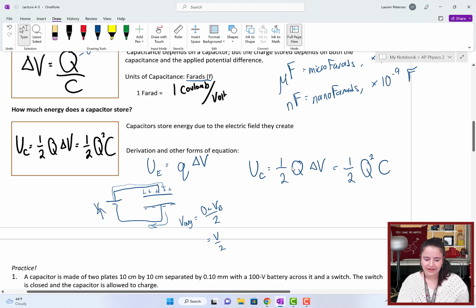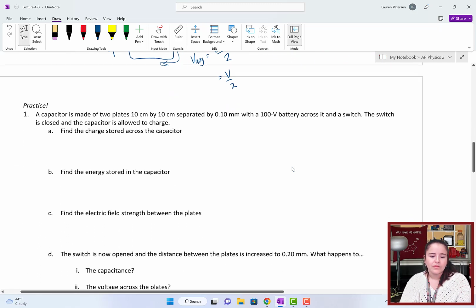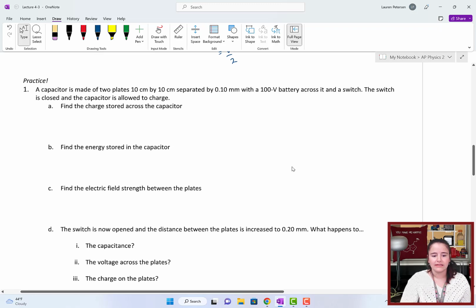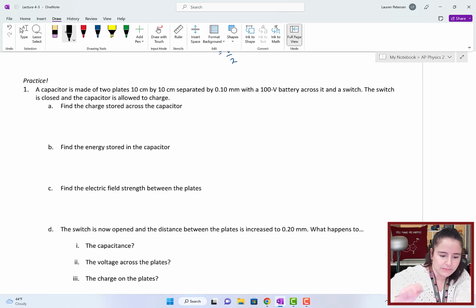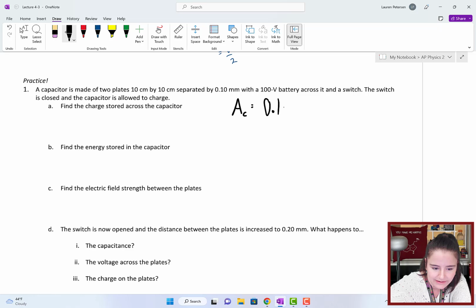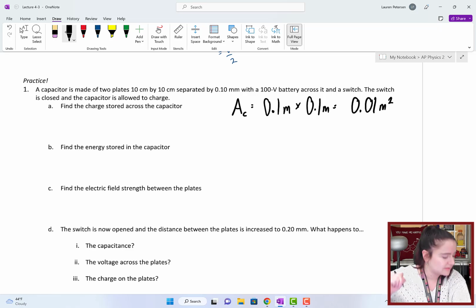Now, let's go ahead and apply it. We have a capacitor made of 2 plates, 10 centimeters by 10 centimeters. Let's go ahead and write down everything they give us in the problem. We have a capacitor where the area is 10 centimeters by 10 centimeters, so 0.1 meter by 0.1 meter, or 0.01 meters squared.